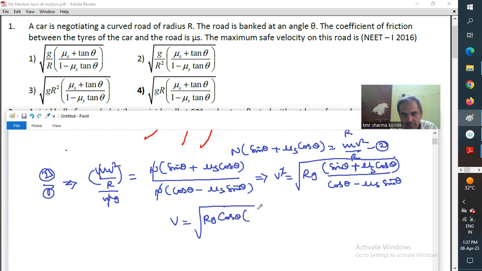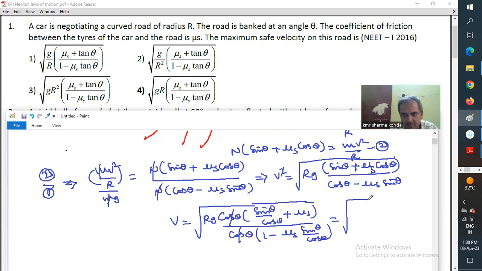Cos theta common. So it will be sin theta by cos theta plus 1 plus mu s, whole divided by, within the root, so cos theta you are taking out common. So here 1 minus mu s sin theta by cos theta. So therefore, this is tan theta, cos theta gets cancelled. You'll finally get rg of tan theta plus mu s, whole divided by 1 minus mu s tan theta. So last option is correct.